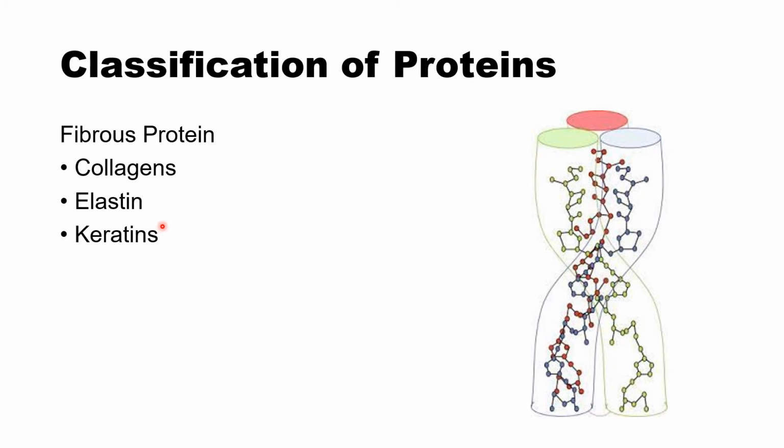And then we have keratin. Keratin is often mentioned in shampoo commercials. When we say keratin, it is associated with hair. Keratins are proteins of the hair, hooves, and nails. These proteins are rich in the sulfur-containing amino acid cysteine or cystine. So collagens, elastin, and keratins are under fibrous protein. All of these are insoluble.